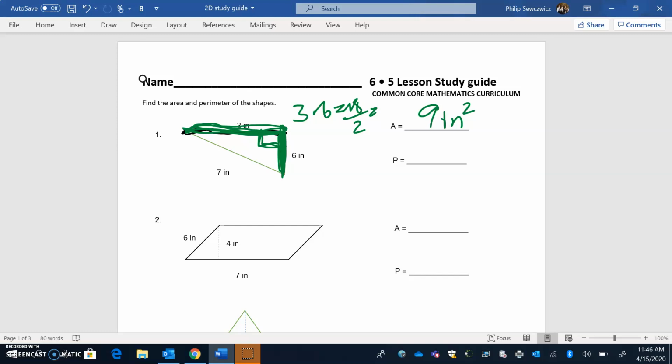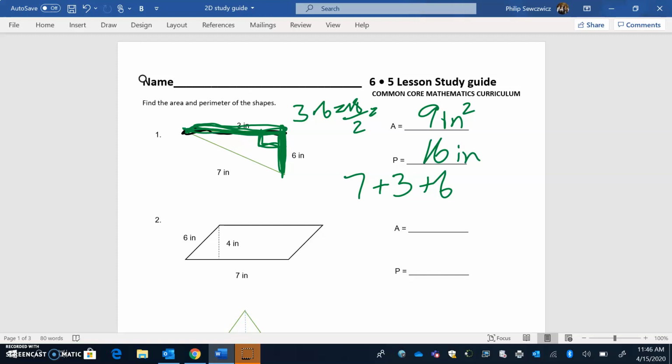Perimeter is adding up all the sides. So this is a triangle, which means it has 3 sides. So we are going to add up the 3 sides. 7 plus 3 is 10. 10 plus 6 is 16. So it's 16, again, just inches.